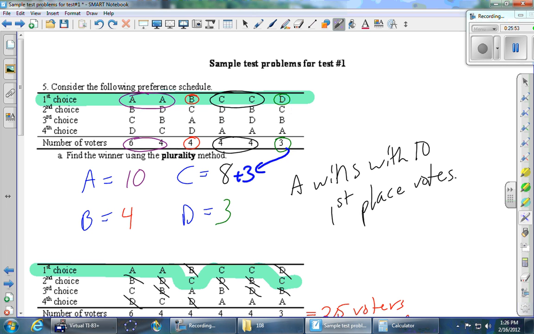If C were to drop out, I don't know that things would necessarily change. If C drops out, D would go up by some and B would go up by some. But neither of them would have enough to catch A's 10 votes. So you have to make sure you pick somebody to drop out that will actually change the outcome of the race. So I will write down that if B drops out, and those 4 votes go to C, which changes the outcome.